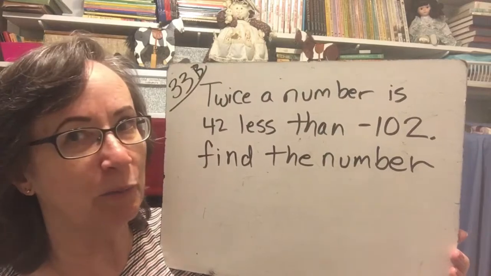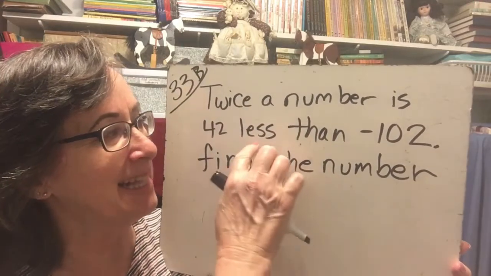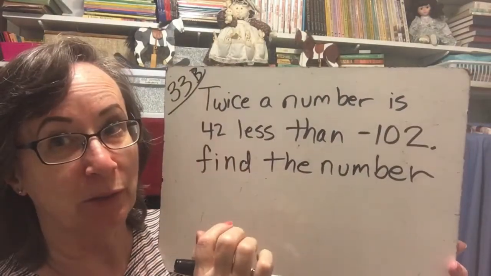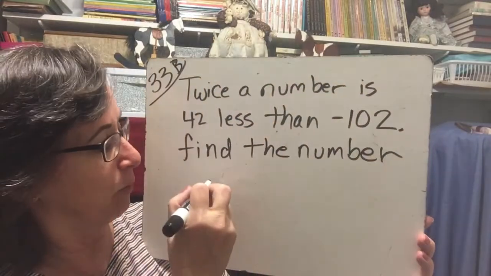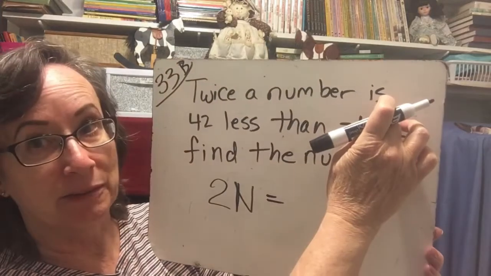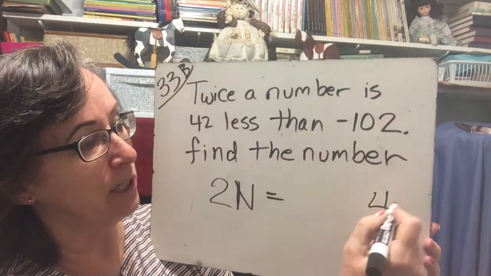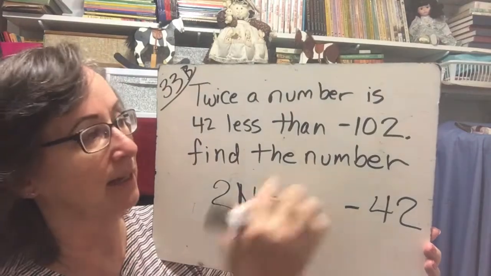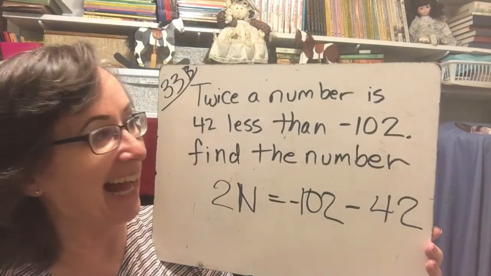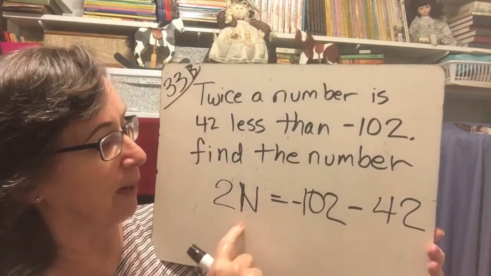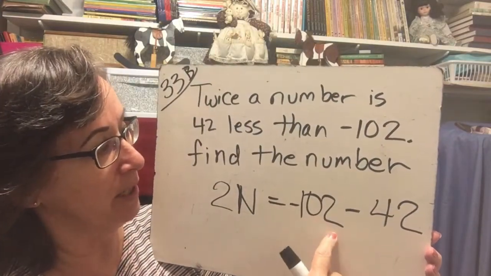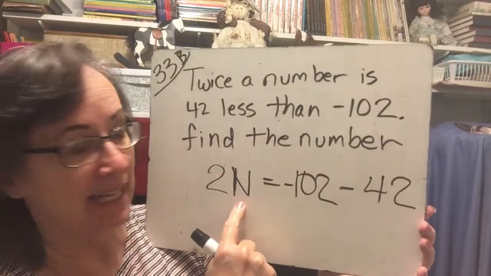So we're not going to write this as an inequality because this less than means that I'm going to start with this number and take 42 away from it. So let's say twice a number would be 2 times n is my equal sign. Is 42 less than negative 102? Okay, so twice a number is 42 less than the number negative 102. Find the number. So that means find the n.